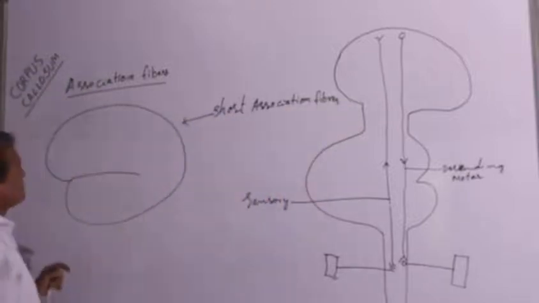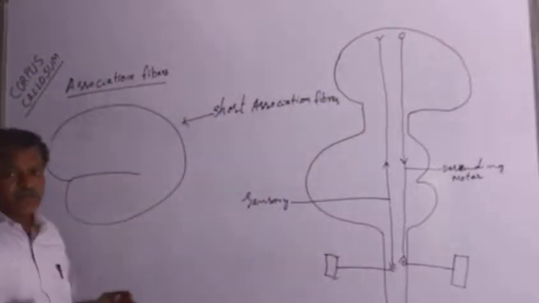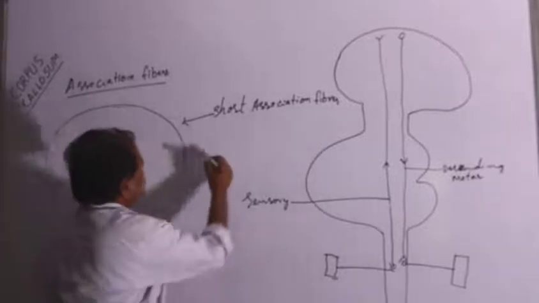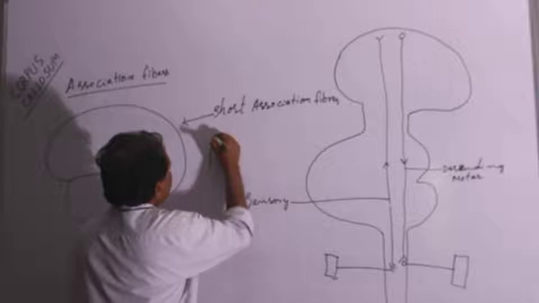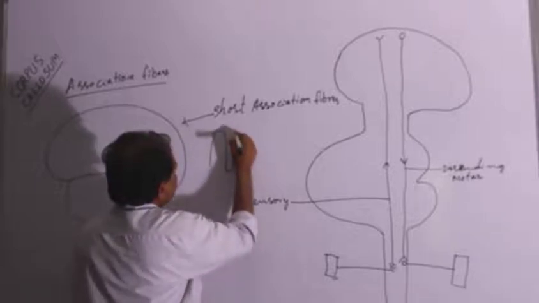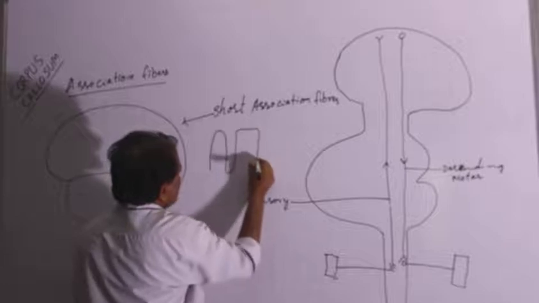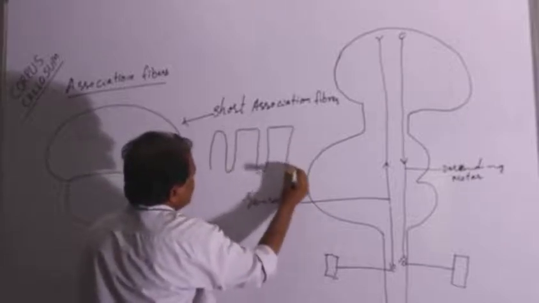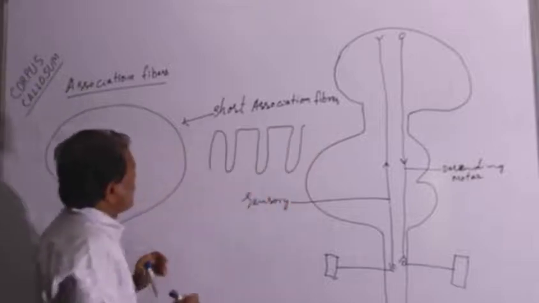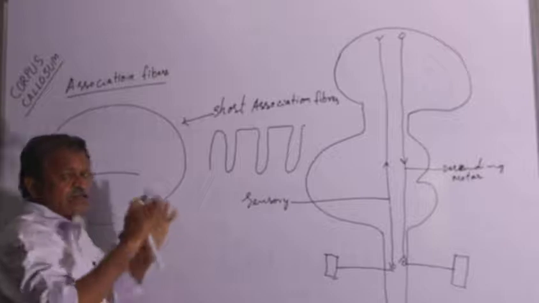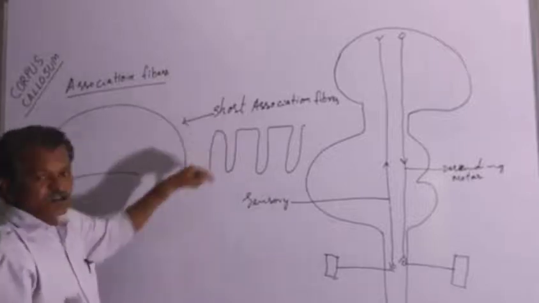So here what happens? These short association fibers connect the adjacent gyri. Suppose you see this one is a gyrus, it is a sulcus. It is a gyrus and it is a sulcus. Gyrus means elevated part. Sulcus means depressed part.